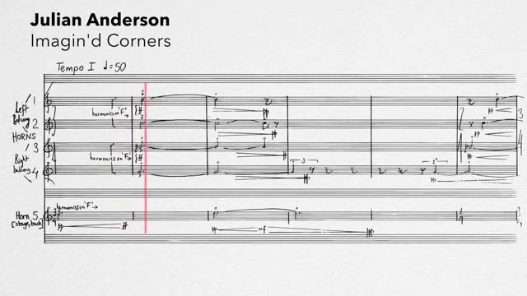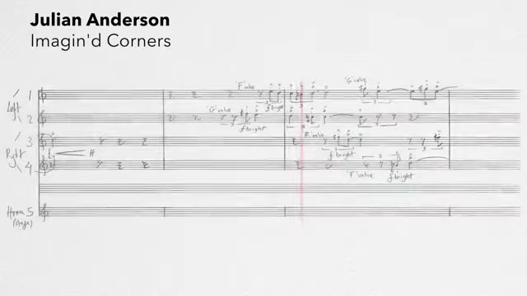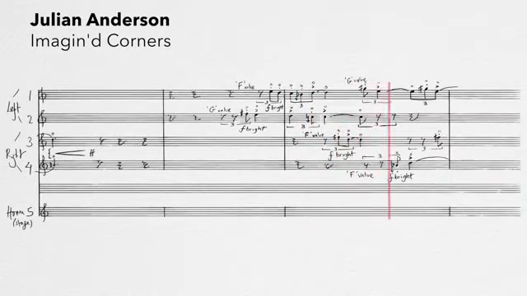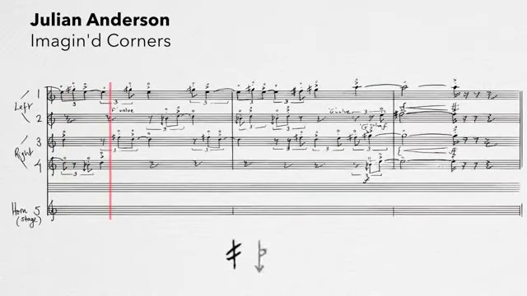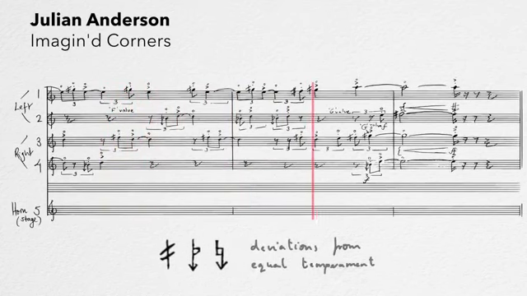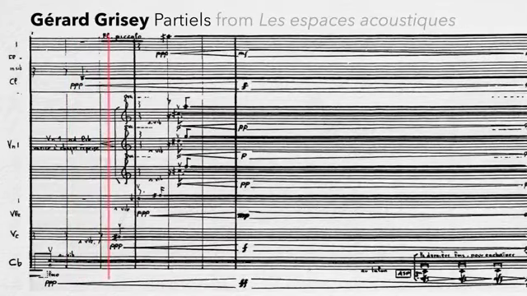Things like Julian Anderson's Imagined Cornice, which uses a number of horns playing in just intonation as well as equal temperament. Here he notates the flattened and sharpened notes using alterations of normal flat and sharp signs. These indicate the points at which the notes deviate from equal temperament. Other composers, called spectral composers, wrote works which placed the harmonic series right at the centre of the work. Gérard Grisey's Partiels, for example, is based upon the harmonic series produced by a low E played on a trombone.